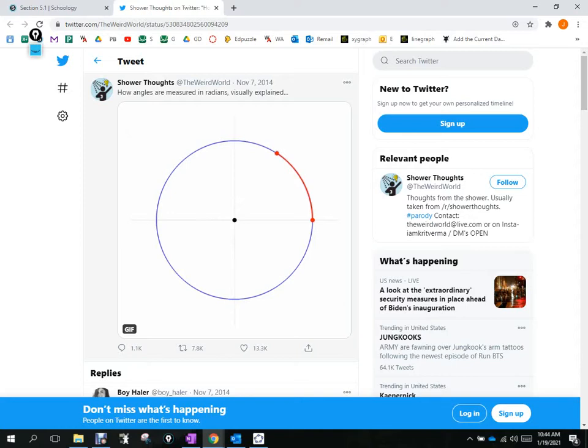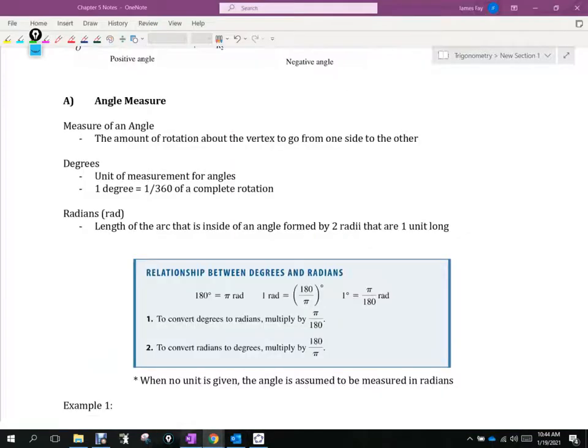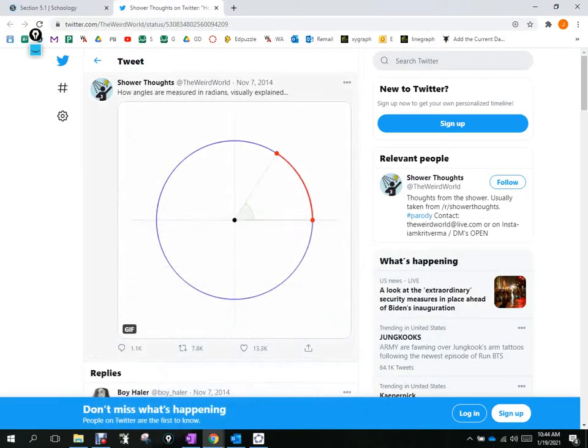Okay. So in our definition, that red distance is the length of the arc. It's that part right there. It says that is inside of an angle formed by two radii. Well, what two radii? Those two radii. So that is 1 radian right there. Does that make sense? Okay.